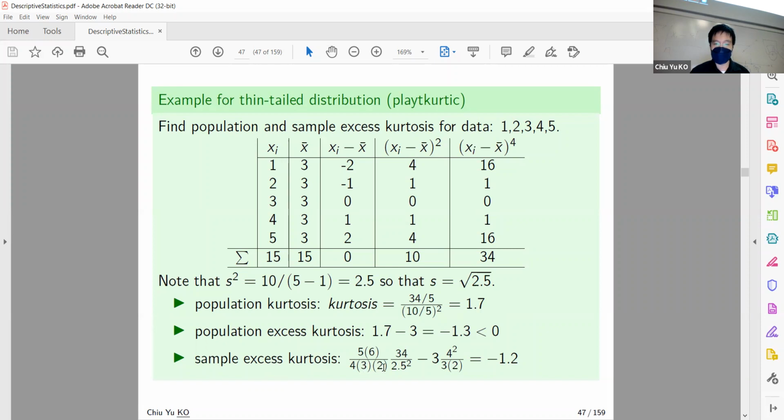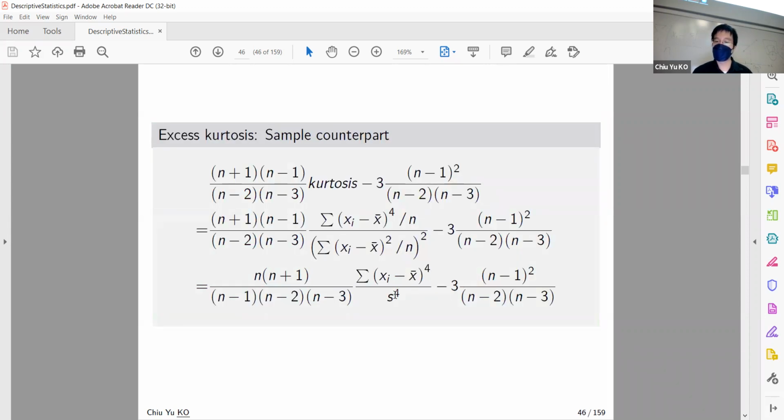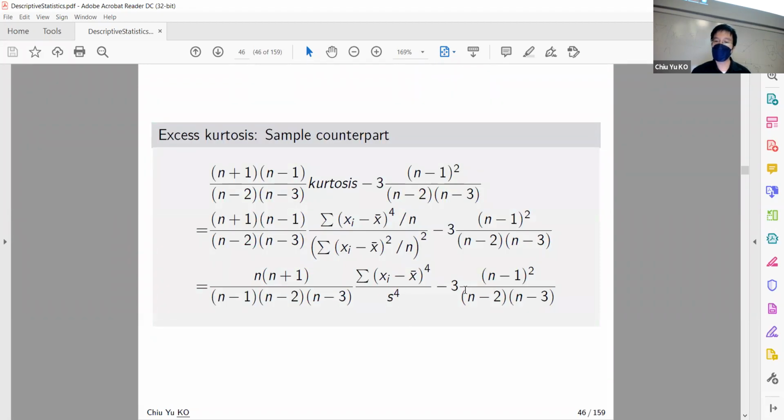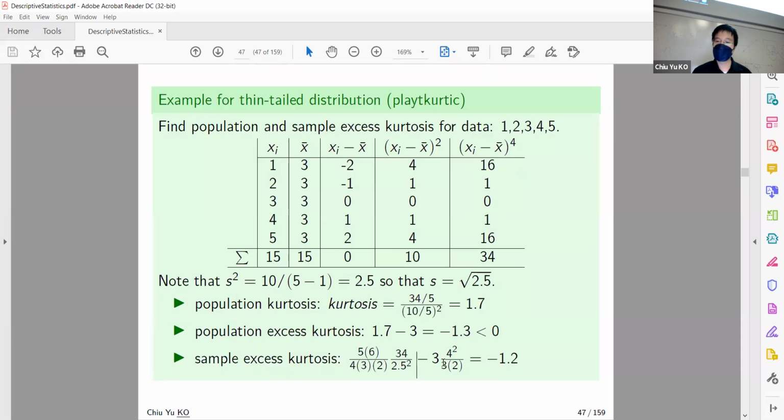And the sample kurtosis is this formula. I think I can leave it to you to try to apply this formula here. Just replace n plus 1, n minus 1, n minus 2. And this 34 comes from here. In this formula, you see the sample second moment squared, and minus 3 of this guy. I think you're okay to do that.